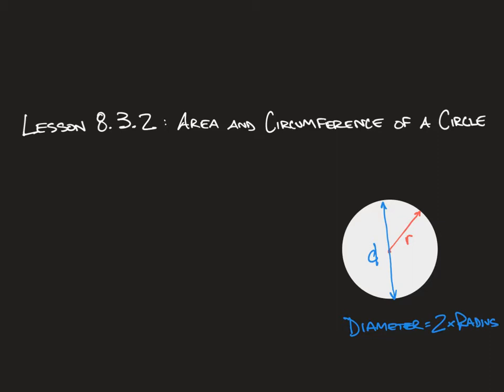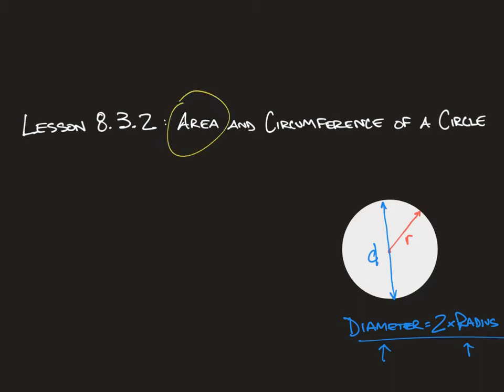So I will tell you right now, the number one problem students make when doing circle problems is confusing these two dimensions. If the problem gives you diameter but you need radius, you better cut it in half. If a problem gives you radius and you need diameter, you better double it. Okay, so where are we going to go in this lesson?